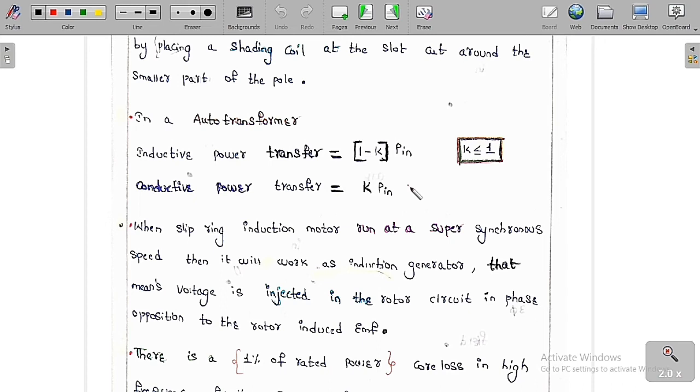So in an auto transformer, the inductive power transfer is equal to (1 minus K) times the input power or output power, and the conductive power transfer is equal to the input power minus this value, which is equal to K times P_in.